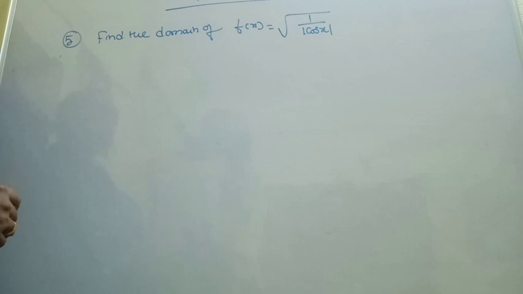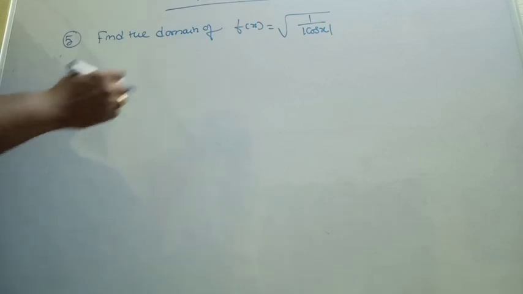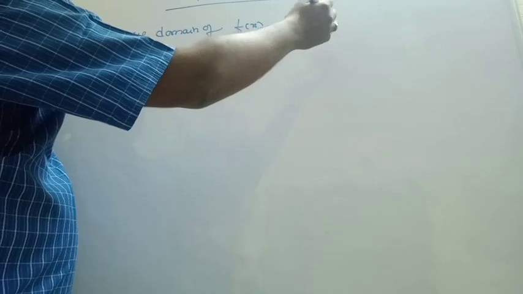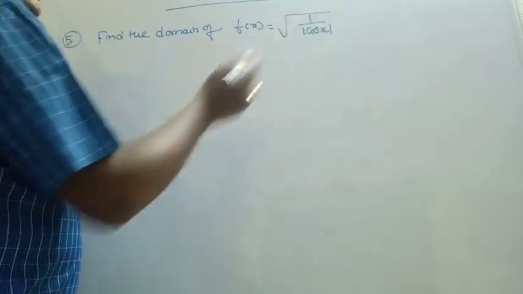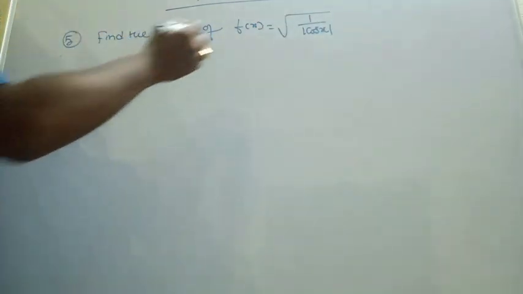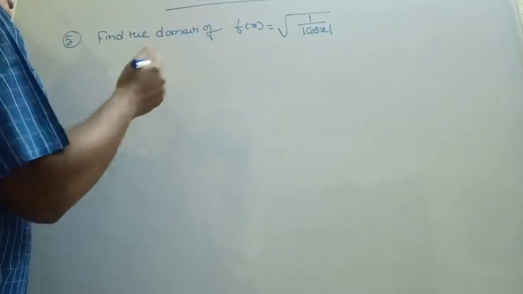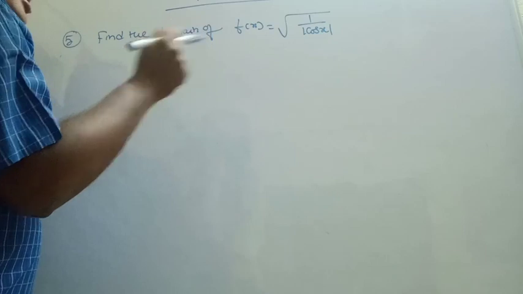Now we have this fifth question. Find the domain of f of x equal to square root of 1 by mod cos x. First of all, the expression under the root should be greater than or equal to 0, that's fine. But the denominator should not be 0, because 1 by 0 is not defined. Therefore, the denominator should not be 0.